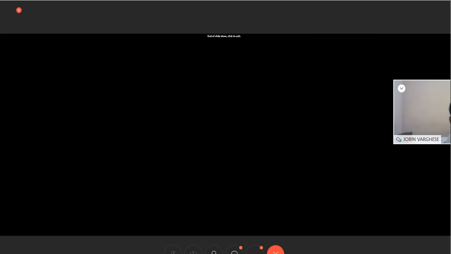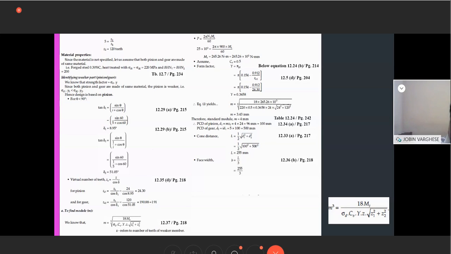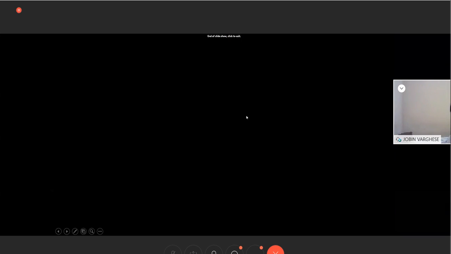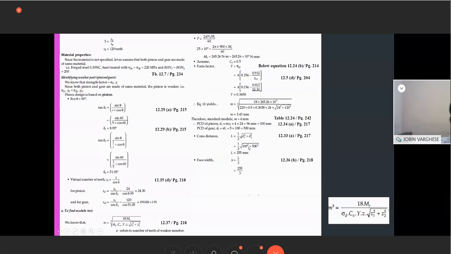To calculate this, we need L. L is equal to half into the square root of D1 square plus D2 square. There are other equations as well, but we have taken this equation here. D1 and D2 are the pitch circle diameters of the gear, which we have already found, that is 100 and 500. Substituting them, we get L. Once we get L, B equals L by 3, so the face width is also calculated. That is also a factor to be found under the module.